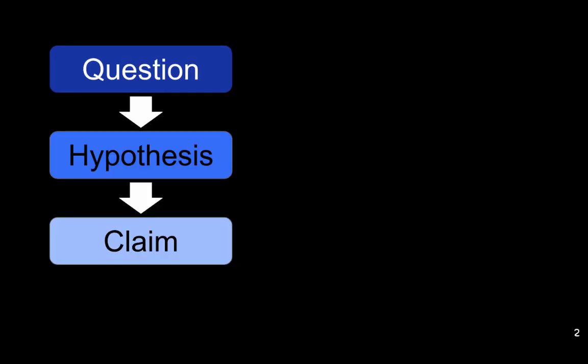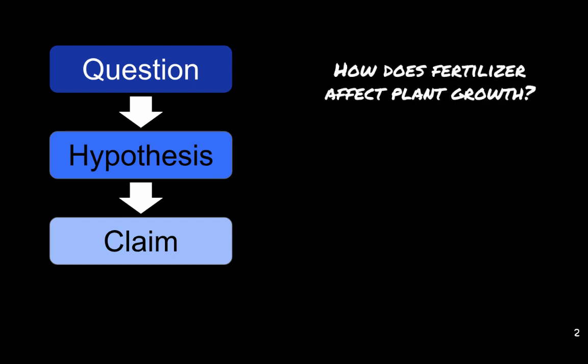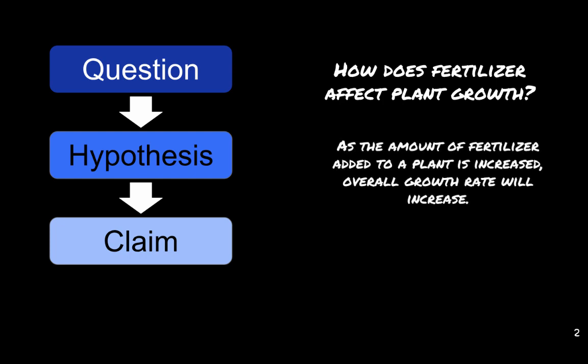Questions are usually posed by the teacher, but occasionally you may need to pose your own question, such as, how does fertilizer affect plant growth? Your hypothesis would be a prediction that ties your independent and dependent variable together. We might hypothesize, for example, that as the amount of fertilizer added to a plant is increased, overall growth rate will also increase. Once our experiment is complete and our data is assessed, we can then state a claim to answer a question.